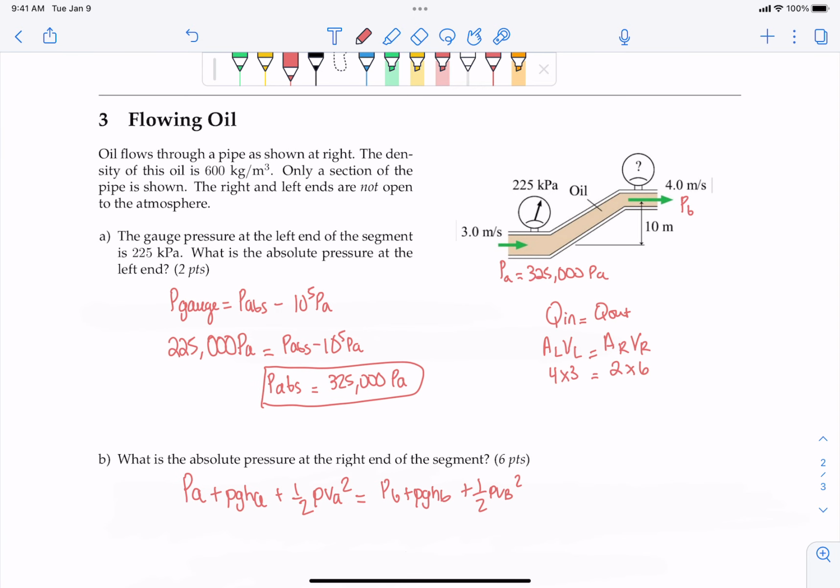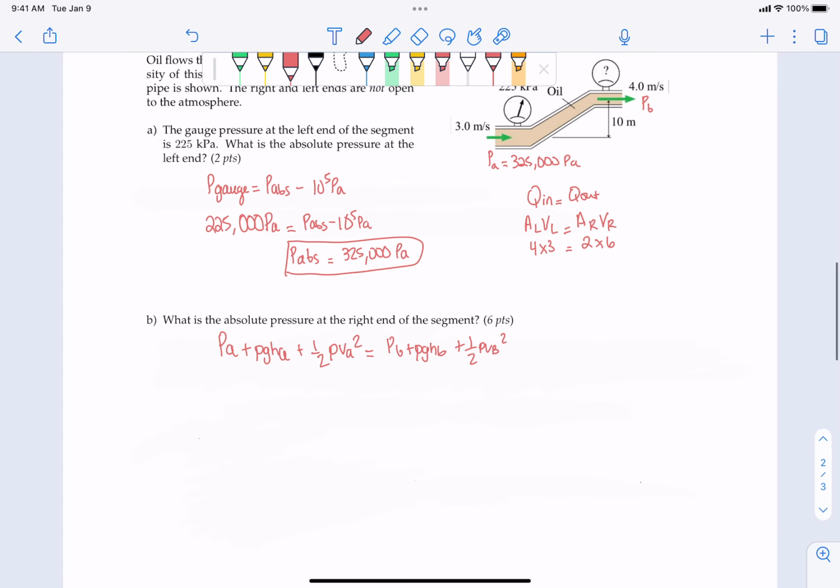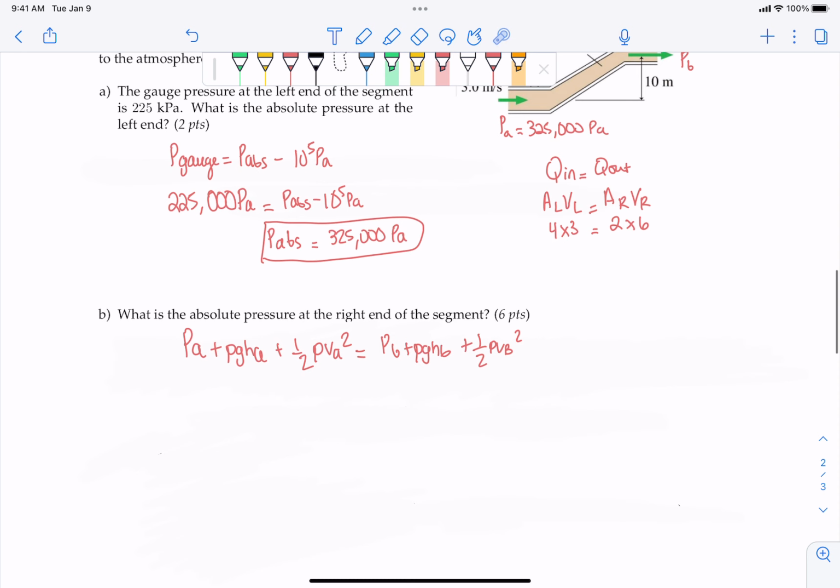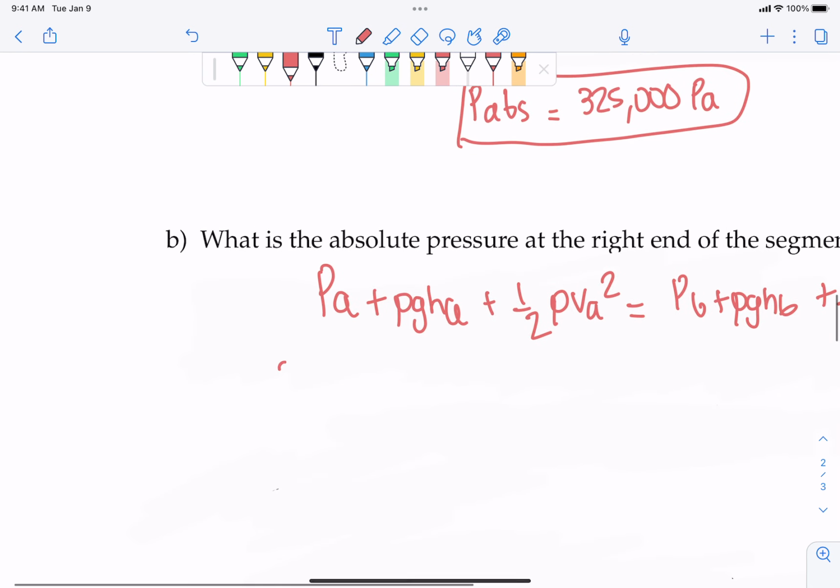So we have the pressure at A. We know that's 325,000 pascals. That's the absolute pressure, so we can substitute that in.